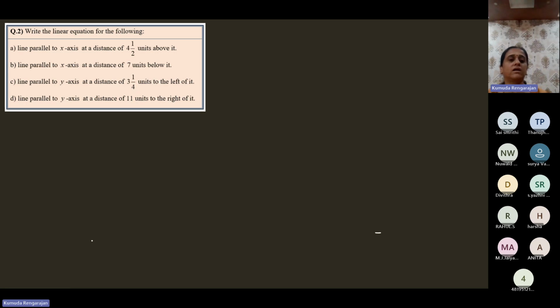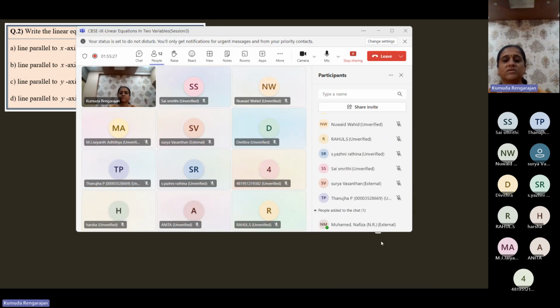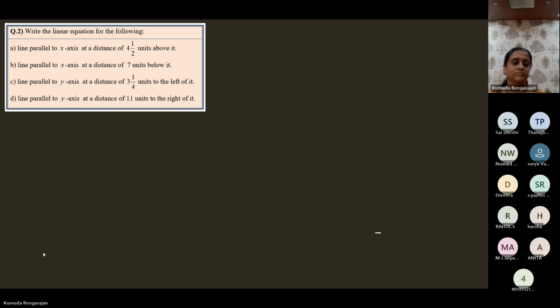Write the linear equation for the following. A line parallel to the x-axis at a distance of 4.5 units above it. Now I'm going to ask somebody. Yeah, Surya. Answer the first one. Are you there, Surya?